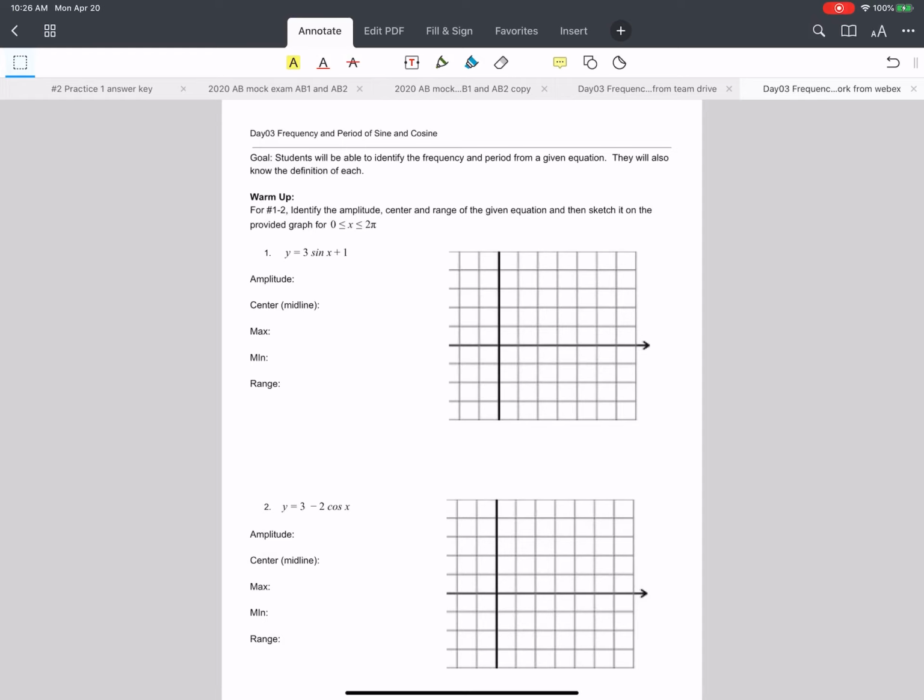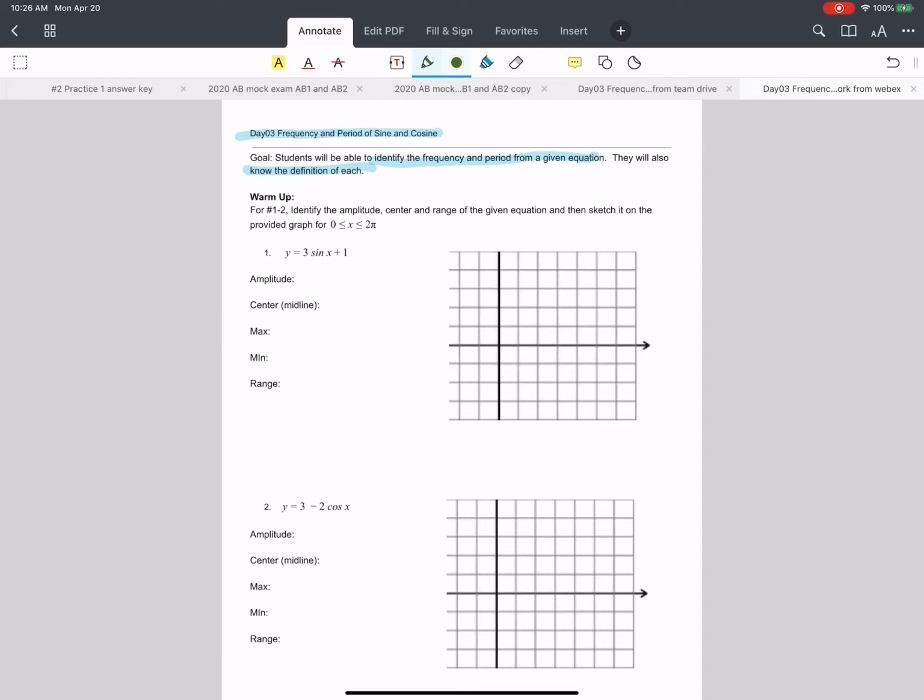So today our focus will be on frequency and period of the sine and the cosine graph. You'll be able to identify what those two are, and you'll be able to know the definition of a frequency and a period.